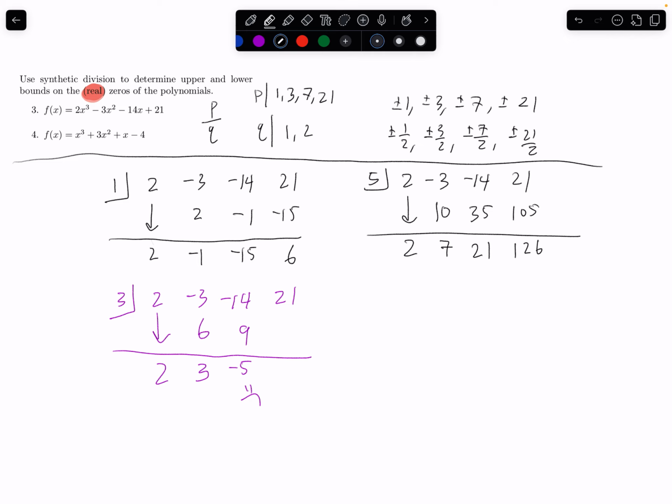Okay, that means everything is positive, right? So for sure 5 is an upper bound. I'd like to find the smallest whole number, so I should have actually gone to 4, it looks like. Let me try 4.